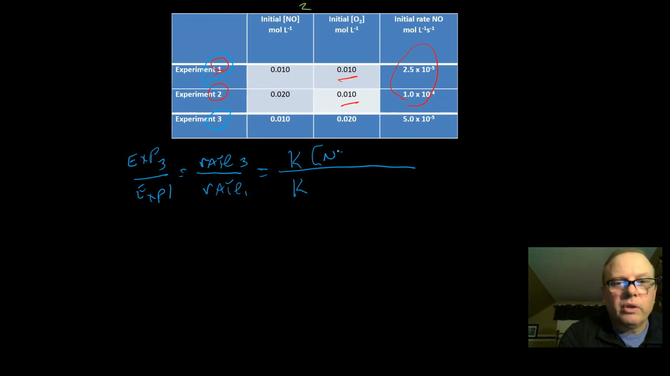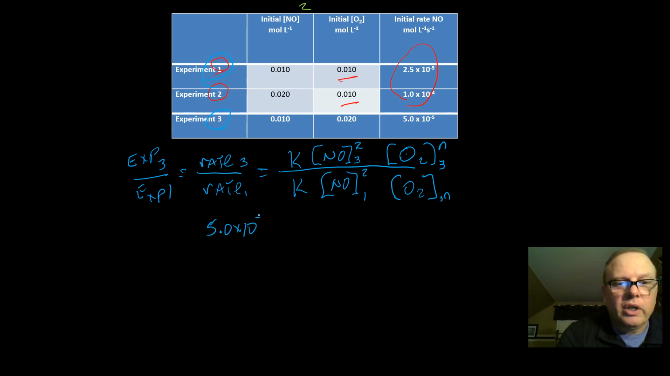The concentration of nitrogen monoxide here in the third would be to the second order because it's second order, over nitrogen monoxide in the first to the second order. And here it would be the oxygen to the N over the oxygen to the N. And this would be for the third, and this would be for the first. When I fill in my values, the rate of 3 is 5.0 times 10 to the negative fifth over 2.5 times 10 to the negative fifth. So that's going to give me a nice even 2 is equal to K over K.